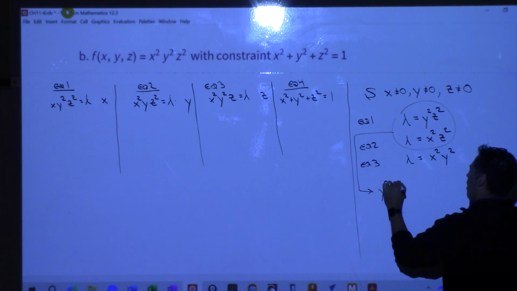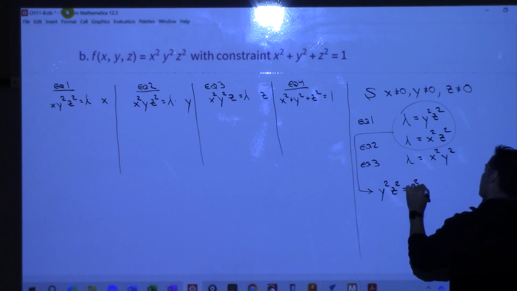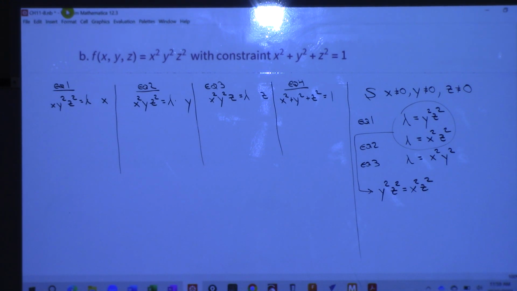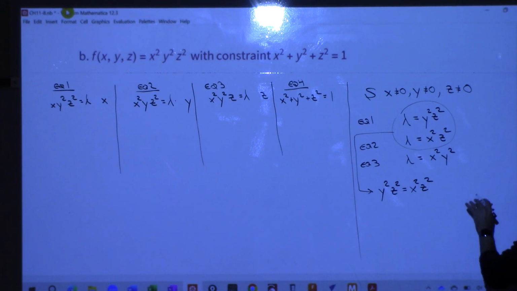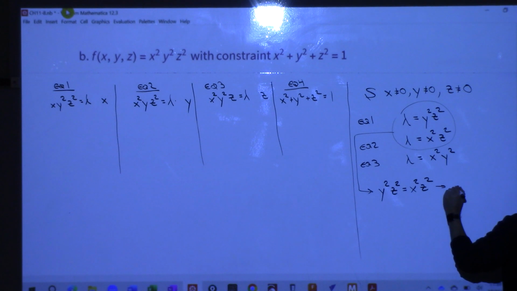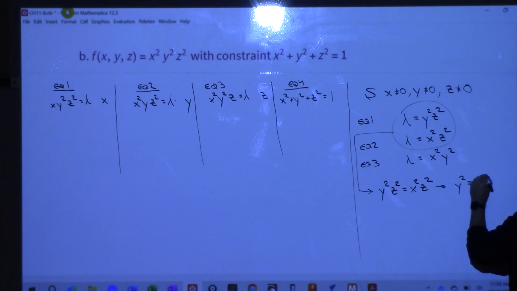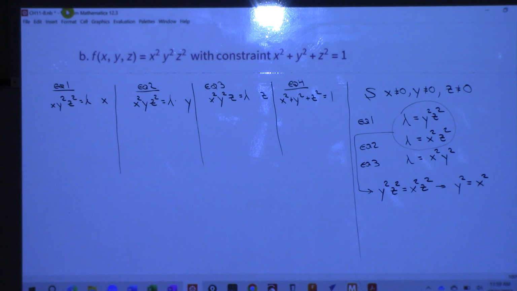If we do that, those two together, y squared z squared equals x squared z squared. Can I divide z squared on both sides? Yes, because I'm assuming z is not 0. If I wasn't assuming that, then I would factor and move things over and factor. But that means y squared equals x squared. Now, does that mean x equals y? No, this means that y equals plus or minus x. You have to take the square root on both sides.